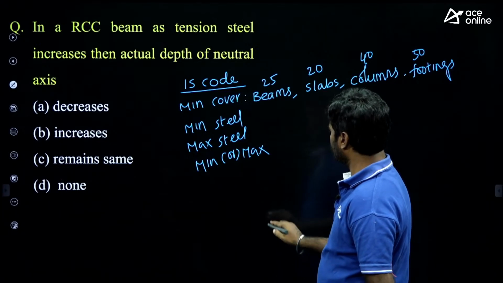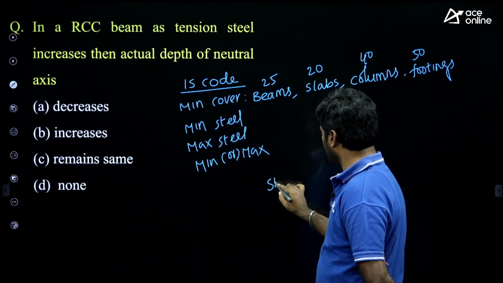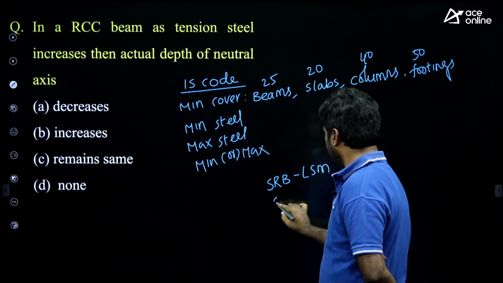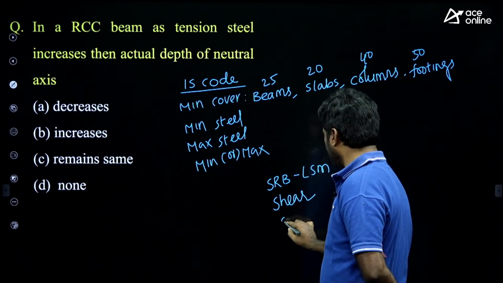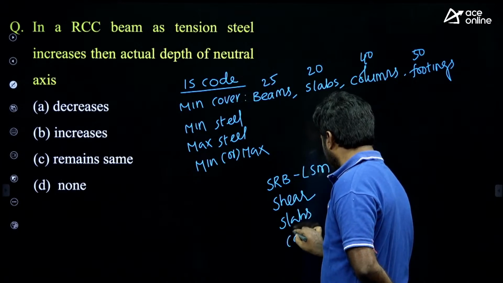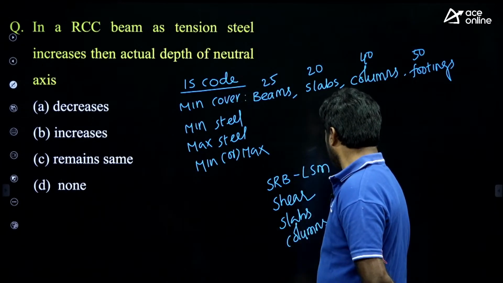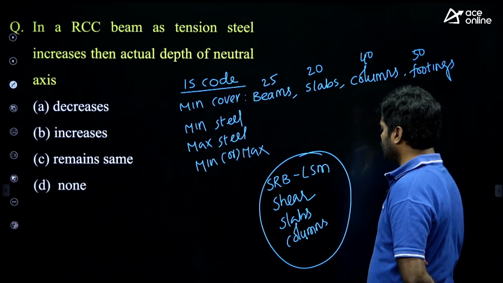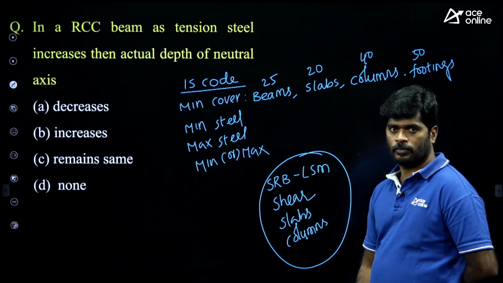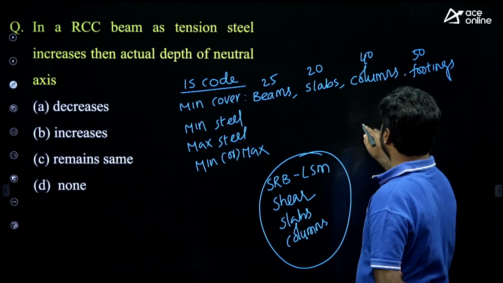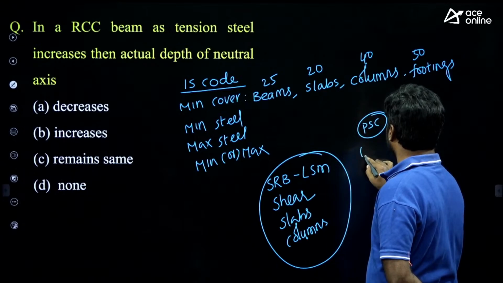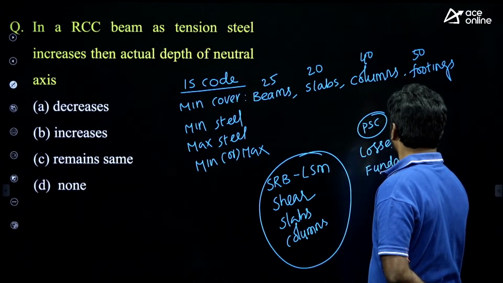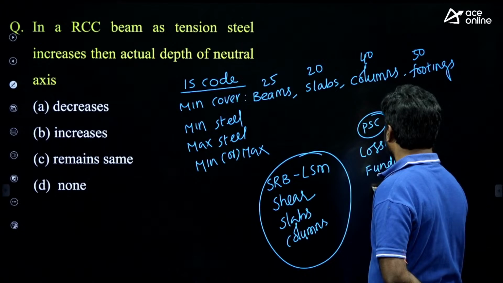Next one, focus more and more on these chapters because these are the basic chapters. Singly reinforced beams in limit state method, then shear, then slabs, then columns. Chances are high to ask questions from these 4 chapters. Coming to pre-stressed concrete, my dear, give first priority to losses, next priority to fundamentals. Still, if you have time, then give time for analysis also.